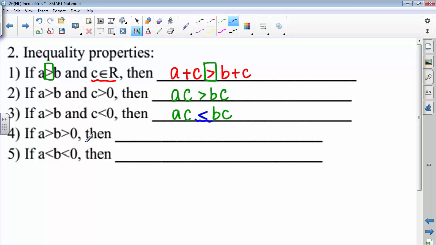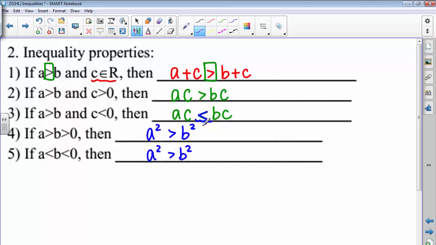Number 4, if A is larger than B and both of them are positive numbers, then we can say A squared is greater than B squared. If A is less than B and both of them are negative numbers, then we still can get A squared is greater than B squared.